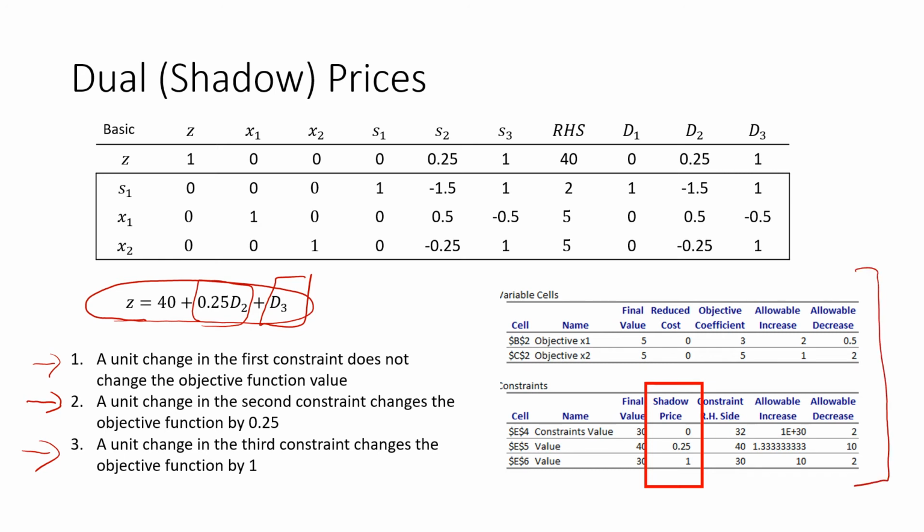Here is the Excel output from the solver, and you can see those numbers right there. The shadow prices, or the dual prices. What is that resource worth? The first resource is non-binding, so it doesn't matter. I can change it. It's not worth anything. My second one is a binding constraint. A change in that constraint is worth 0.25. My third one is a binding constraint. One change of 1 unit there is worth 1 unit on my Z, on my objective function.